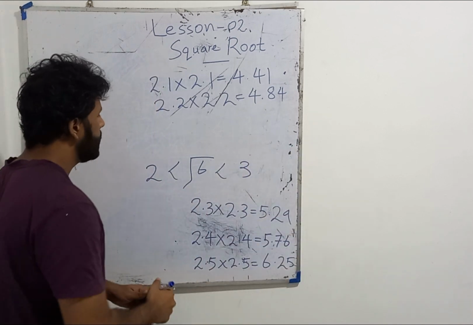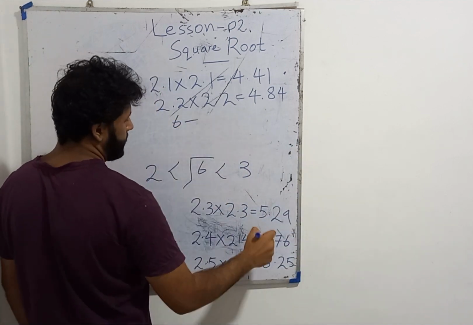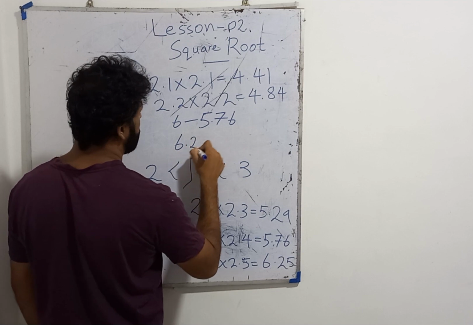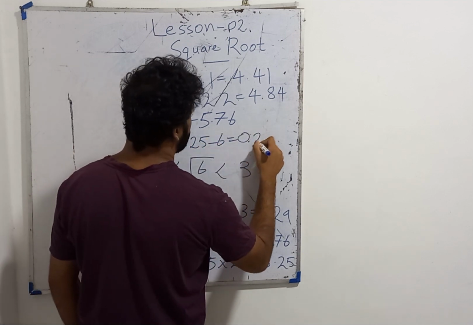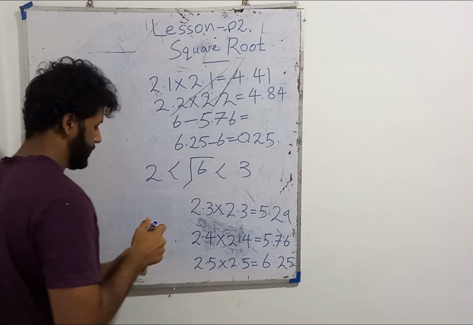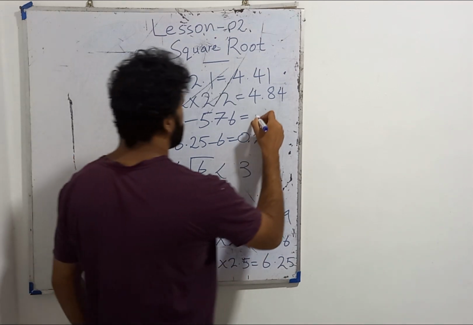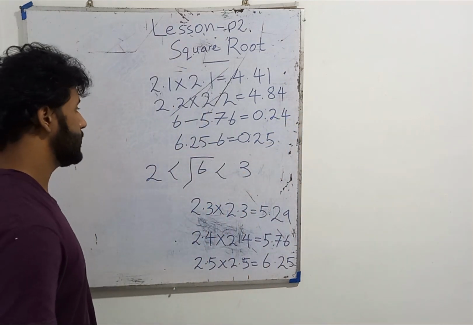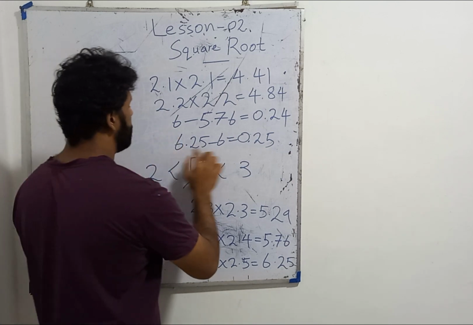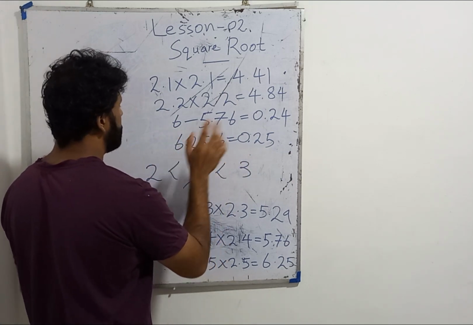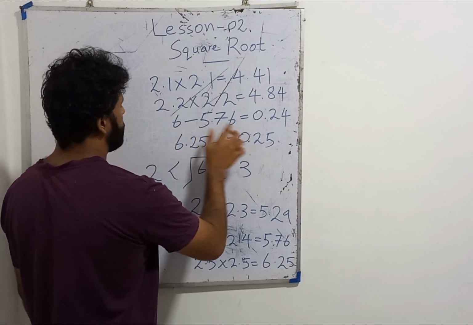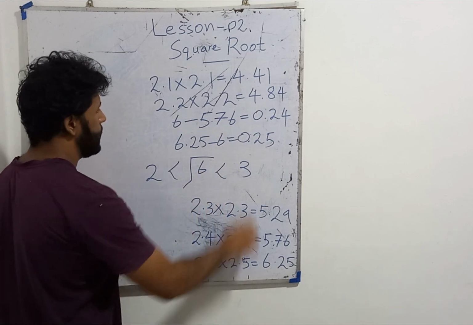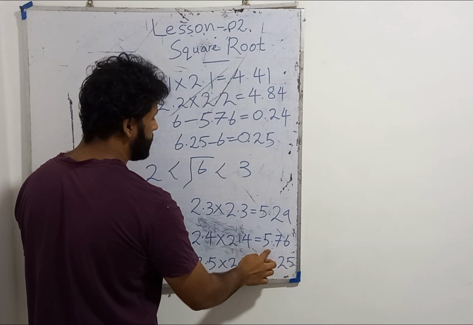Okay, 6 minus 5.7... 6.25 minus 6, this is 0.25 of course. This is going to be 0.24, right? 0.24. So 5.76 is actually closer to 6 than 6.25. Okay, 5.76 is closer to 6 than 6.25. So that 5.76, this is the value that we have to choose.